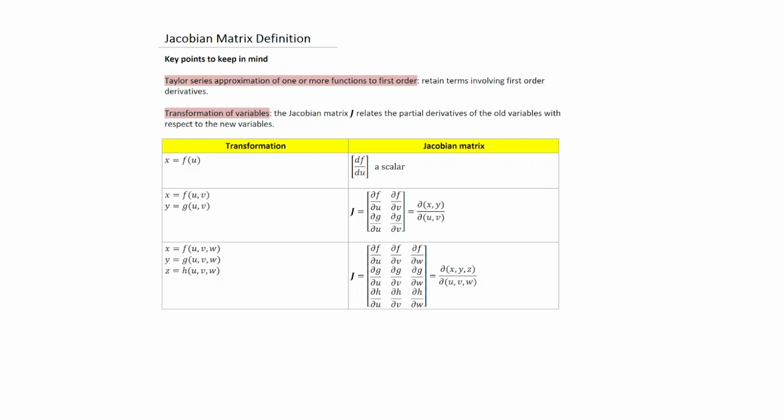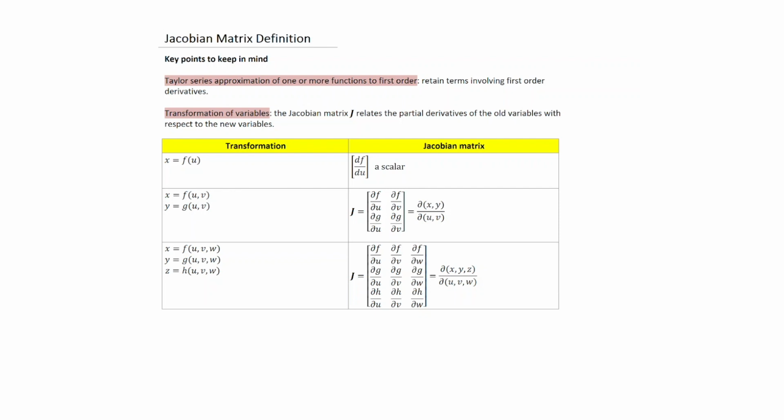For example, on the left we have transformations involving a single variable, two variables, and three variables, and on the right, the Jacobian matrix. In the case of a single variable, the Jacobian matrix would be just df by du. So df du here would be a 1-by-1 matrix, but that's equivalent to a scalar. This is something that you looked at last year when you were doing integration, right? You made a substitution of variables and required a derivative in the calculation process.